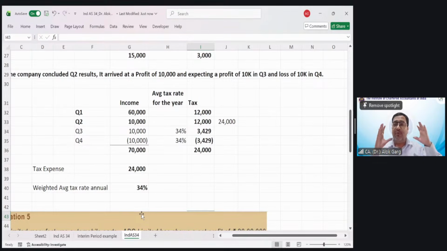You have to compute the estimated income for the full year. You have to compute the estimated tax for the full year. Divide the estimated tax by the total income of the full year.